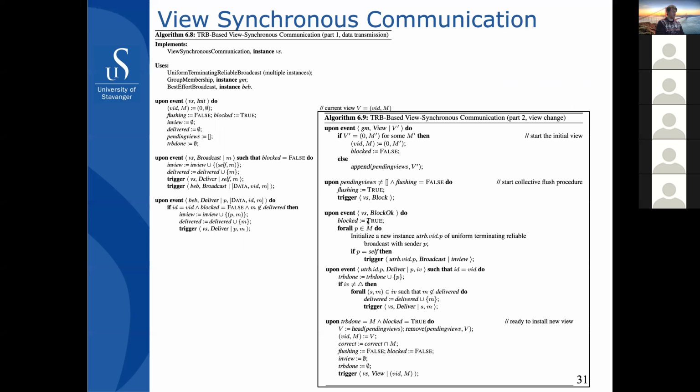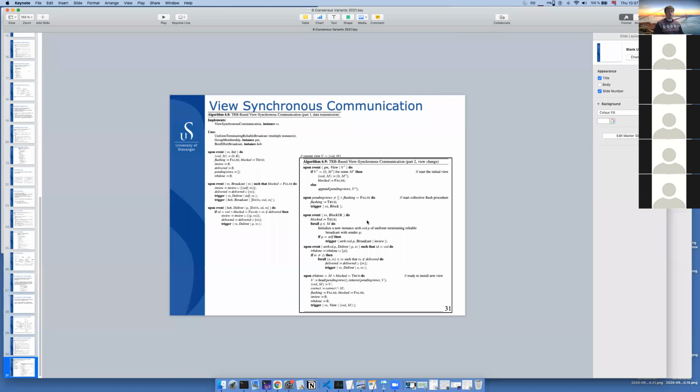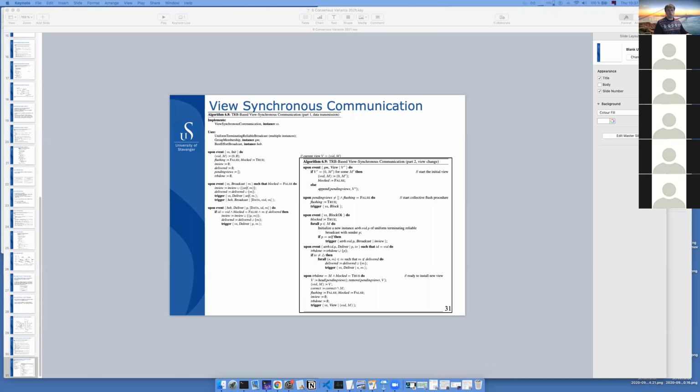So I think that concludes this part here with the consensus variance, and if there are no objections, then I wanted to move on to shared memory, and I can bring up our lecture plan here.